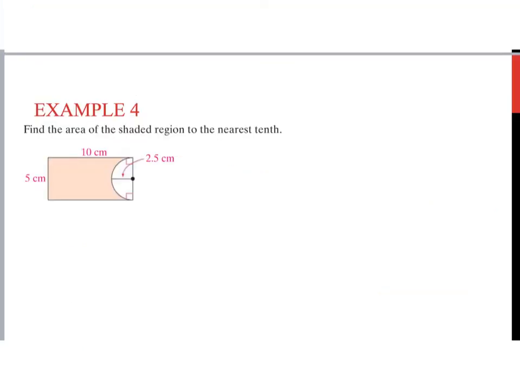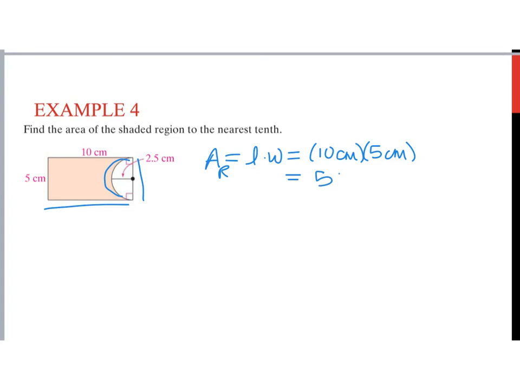And now for our last example, it says find the area of the shaded region to the nearest tenth. So again, we have a rectangle on the outside here, and then we have this semicircle right there. So I'm going to find the area of my rectangle, and then we're going to have to cut out that semicircle. So the area of the rectangle is going to be length times width, which is going to be 10 centimeters times 5 centimeters, which is going to give us 50 square centimeters.